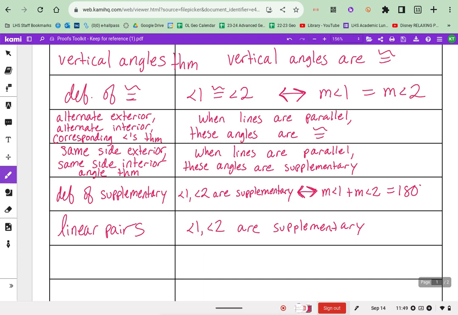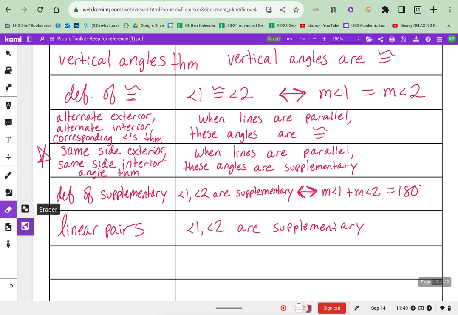How would we know whether to write linear pairs or definition of supplementary? Because they're basically the same thing. Good question. So you always start with linear pairs and then definition of supplementary next. Or if you're doing same side interior stuff, you always start with same side interior or exterior and then definition of supplementary next.